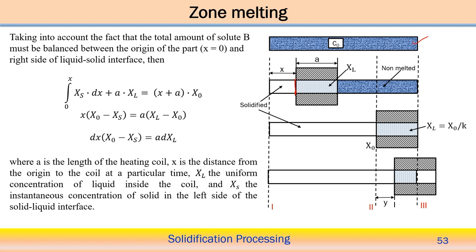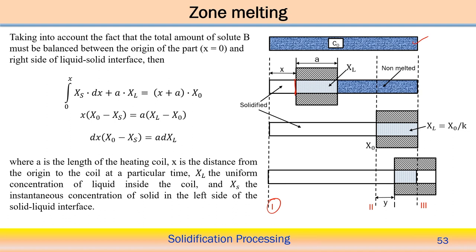Now we are creating situation one. How can we make the balance? Taking into account the total amount of solute B, for example where A and B are mixing, solute B must be balanced between the origin of the part at x equal to 0 and the right side of the solid-liquid interface. Therefore it must be balanced in that way, and we can calculate the amount of solute B.